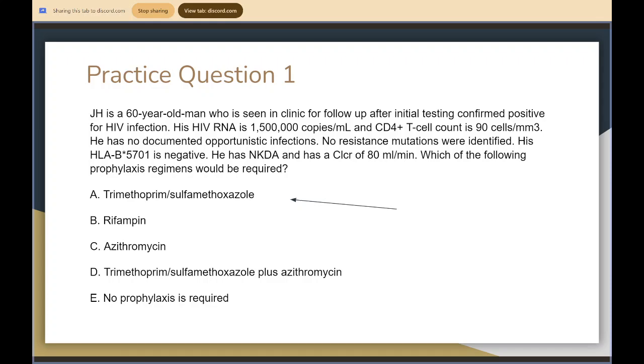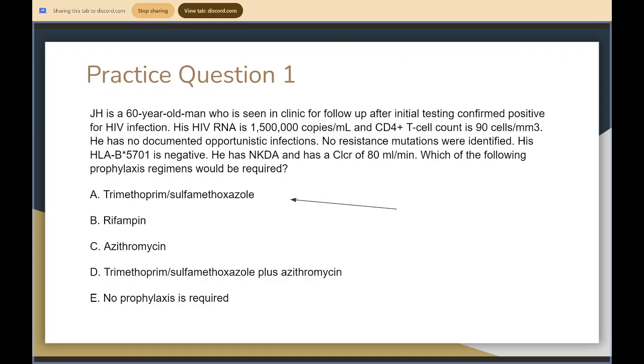Can anyone tell me what the HLA-B 5701, what drug that has to do with? And I will accept either the brand name or the generic if you are familiar. Once again, HLA-B 5701, what does that have to do with? Starting to get some answers.